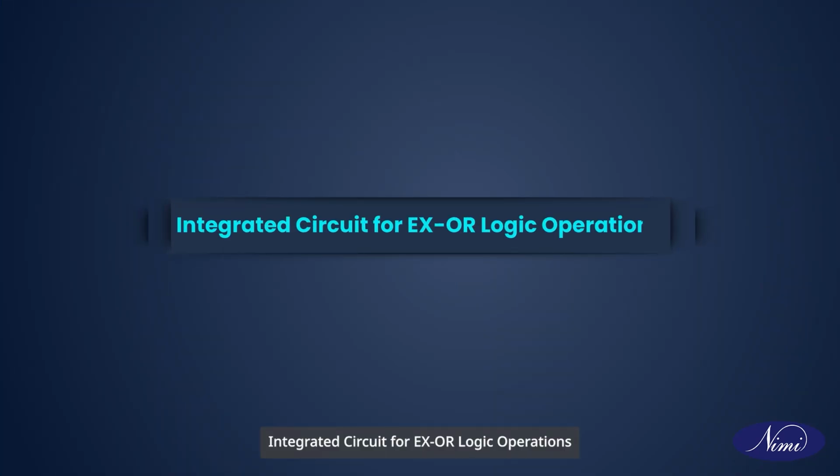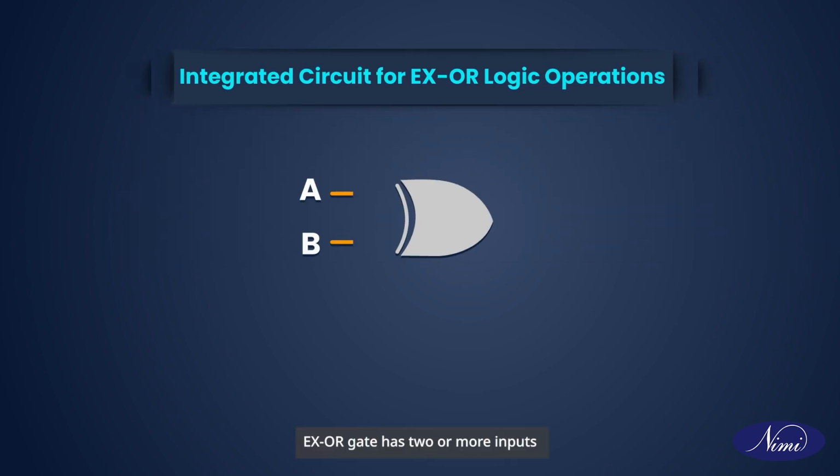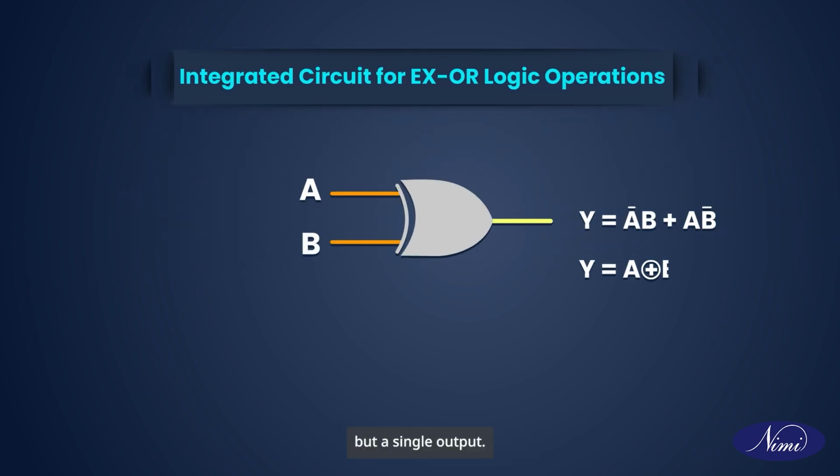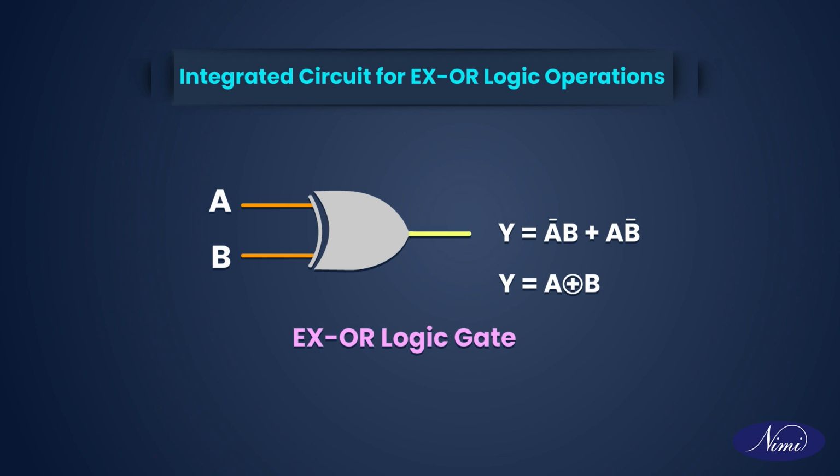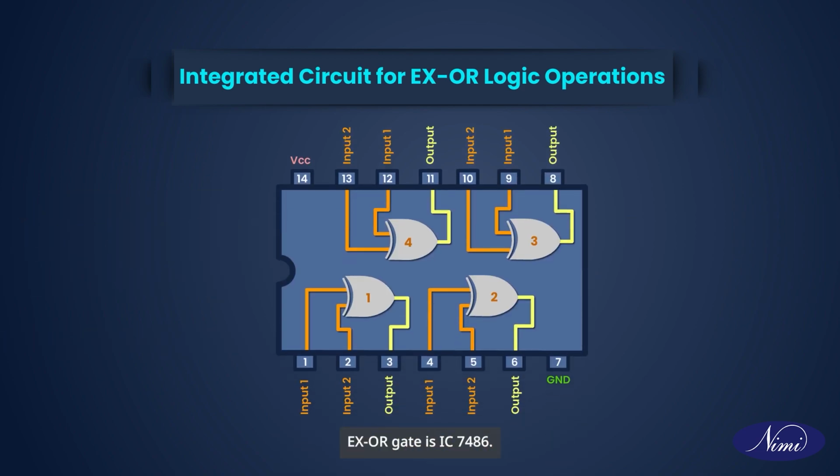Integrated circuit for XOR logic operations. XOR gate has 2 or more inputs but a single output. XOR gate generates a high output if both the inputs are not at the same logic level, A not equal to B. Here is the symbol. The IC used for XOR gate is IC7486. The IC7486 is a quad 2 input XOR gate. It contains 4 2-input XOR gates. It comes in a standard 14-pin package.